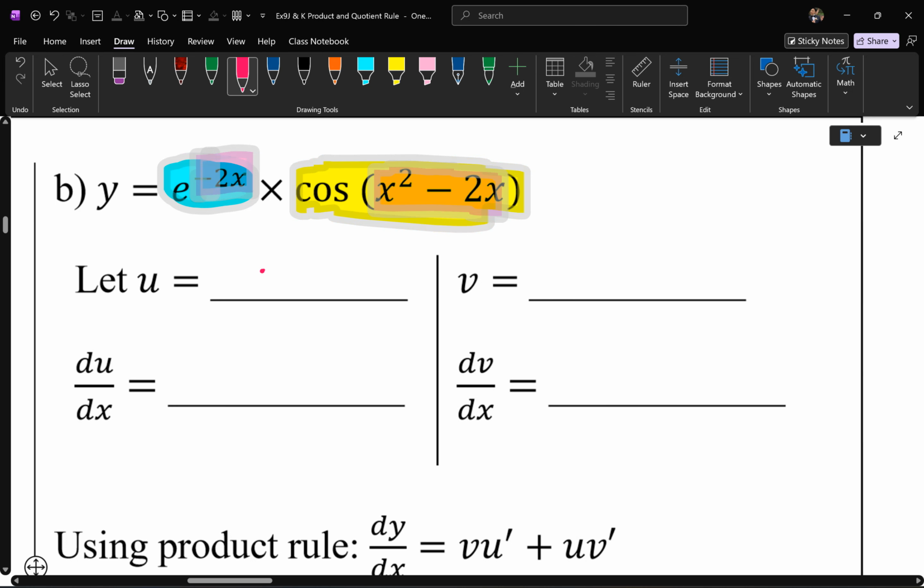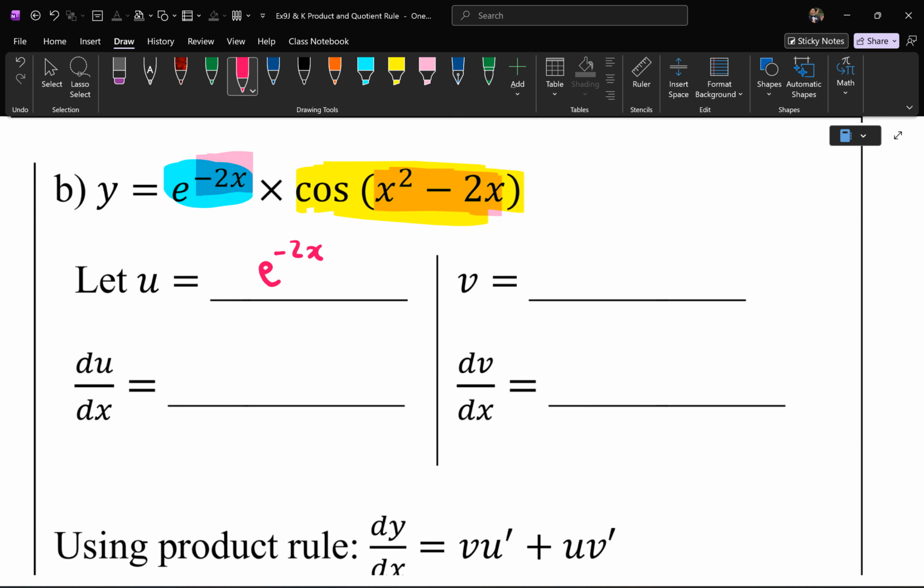So here we go. Let u equal to the first one, so e to the negative 2x. Let the second one be cos of x squared minus 2x. Let's derive. Let's go with Charlie. What's the derivative of e to the negative 2x equal to? Negative 2e to the power of negative 2x.